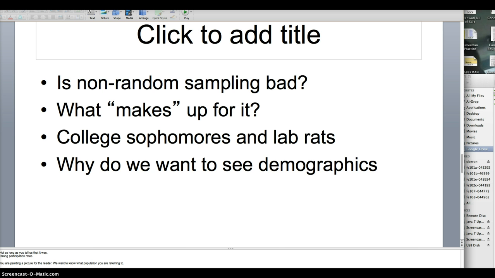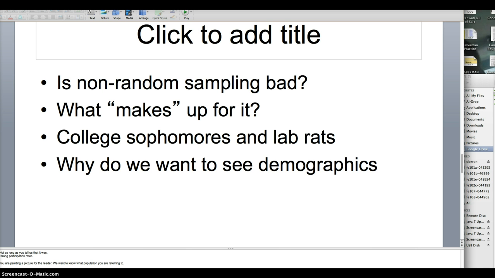It's been said that we know more about college sophomores and lab rats than we do anything else. It's because they're kind of a captive audience. We have access to them. There's a lot of research that's gone into perceptions of people that's based upon college psychology majors, especially the sophomores who are already in the program.